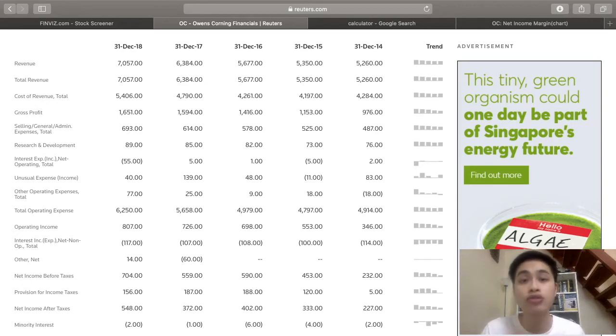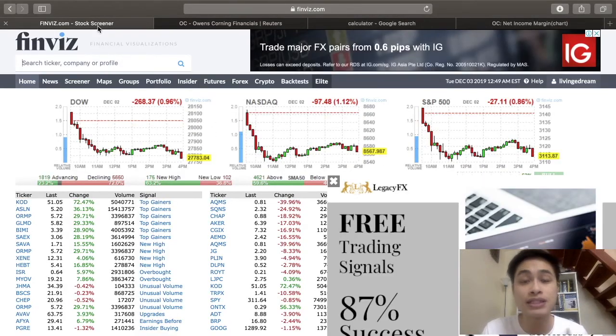To compare the net profit margin of Owens Corning to its competitors in the same sector and industry, we have to use the financial website Finviz. So let's go on to Finviz. This is the Finviz website. To compare the net profit margin of Owens Corning against its competitors in the same sector and industry, we go on to Screener.